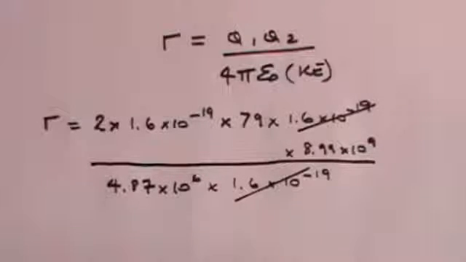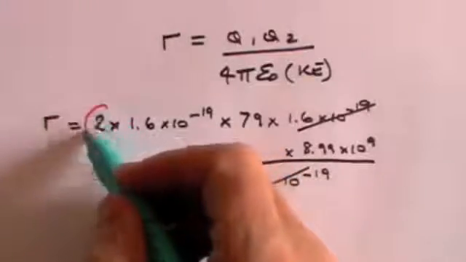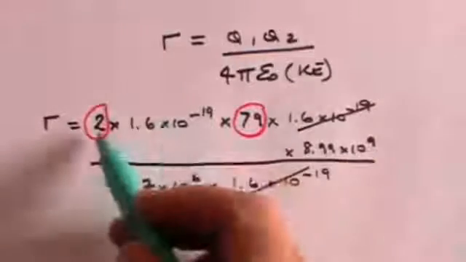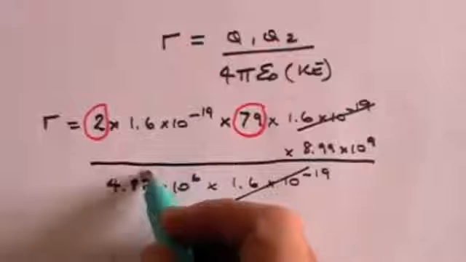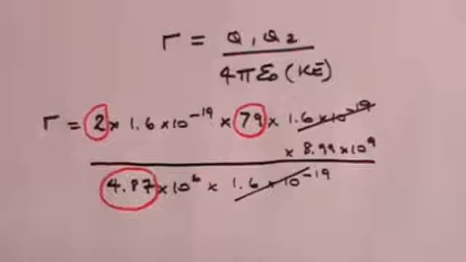Now, observe that in this rather complicated equation, there are in fact only 3 terms that are true variables. That is the number of protons in the alpha particle, number of protons in the gold nucleus, and the kinetic energy in MeV of the incoming alpha particle. All the rest, in a sense, are constants.